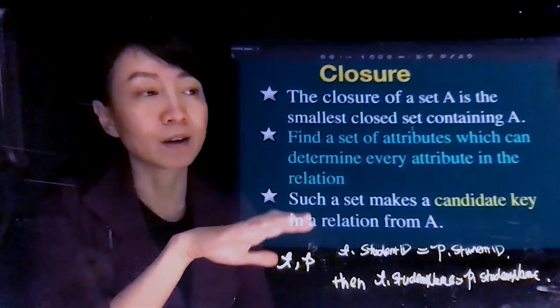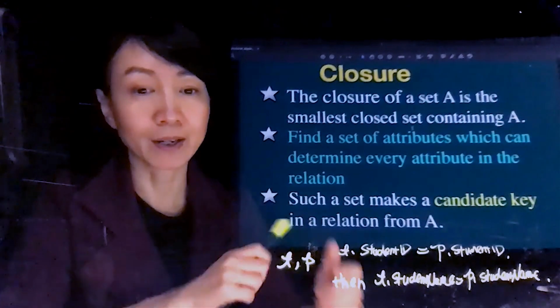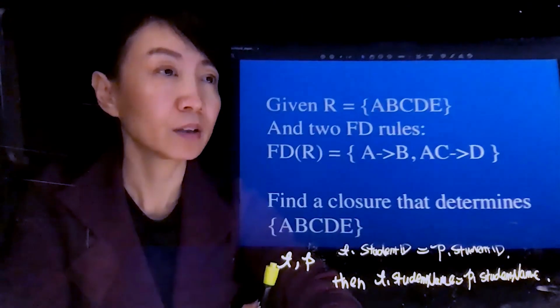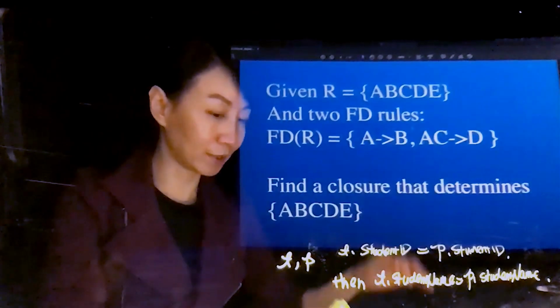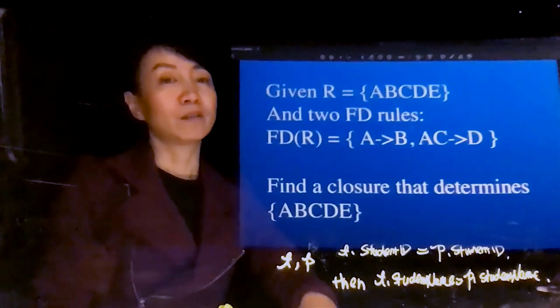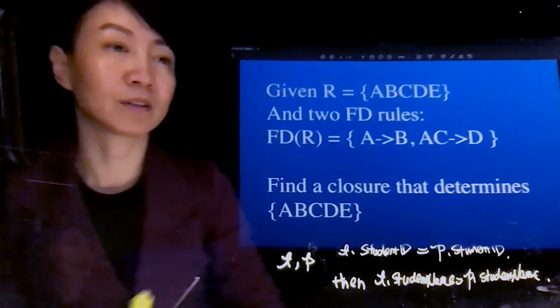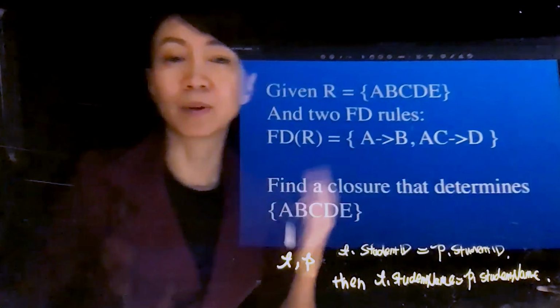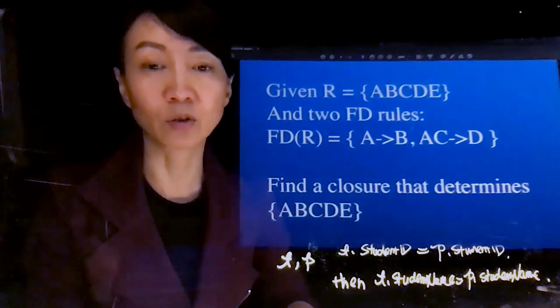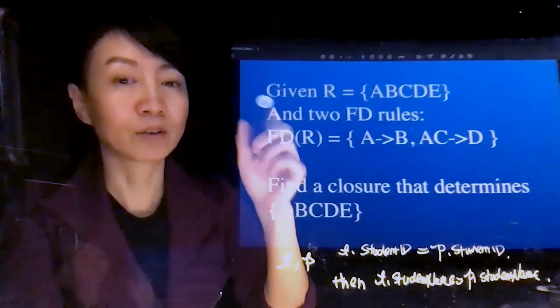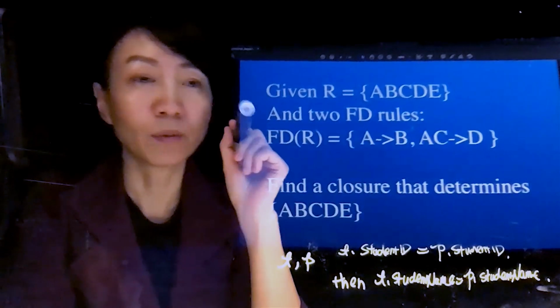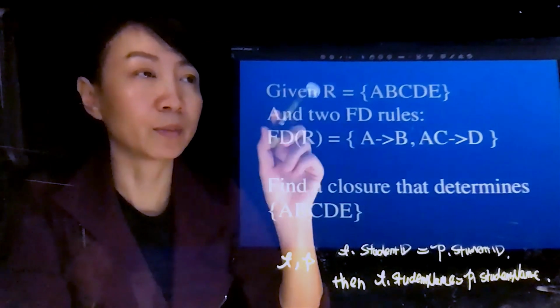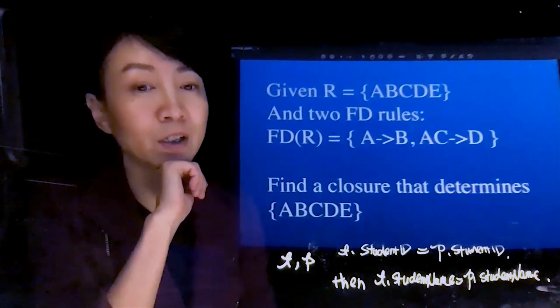Select one of these candidate keys as a primary key. Okay, so next, let's try this just for fun, because we will not do this in the relational database class. However, I think it's interesting to do. So let's say we are given a relation containing A, B, C, D, E, these 5 attributes.